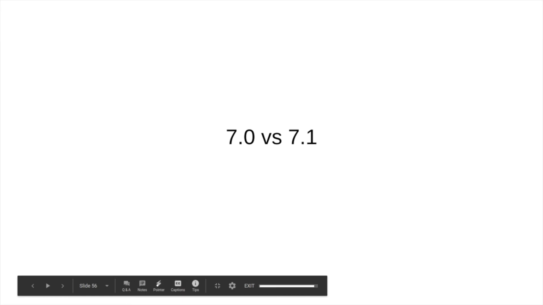The major difference as far as templates are concerned is that 7.1 is one template. There's no multiple templates with different features and functions. It's one template that you can customize. There's no developer mode, so that means you can't really create your own template.